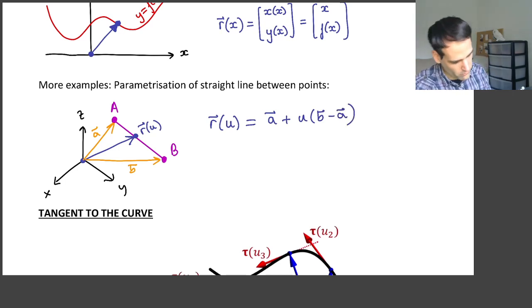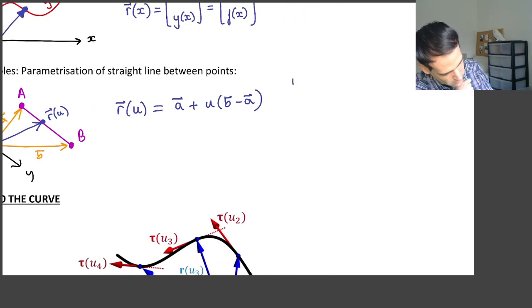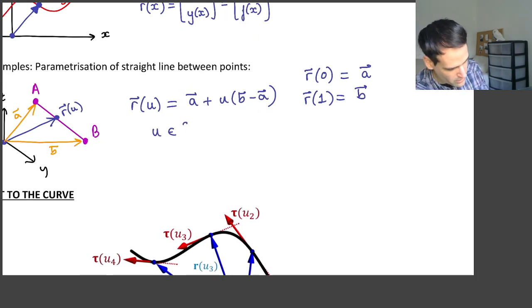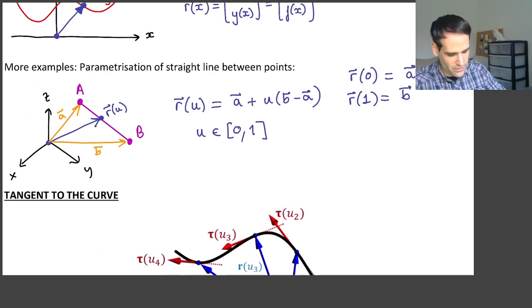And why does this work? Well, it's very easy to see that if you substitute u equals 0, then you get A plus 0, so you get A. And if you substitute u equals 1, you get A plus 1 times B minus A. So the A cancels and you get B. So this means that by changing your parameter u between 0 and 1, you are changing between A and B. So now by changing the parameter u, you are moving the blue vector between A and B in a linear way. So this slider u now moves your vector from A to B.